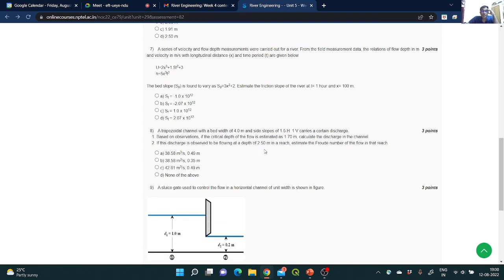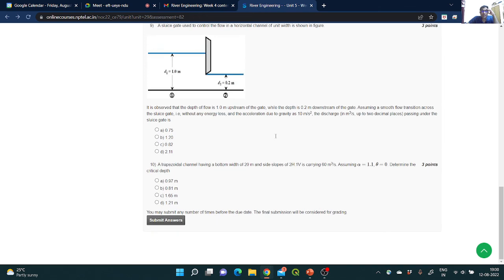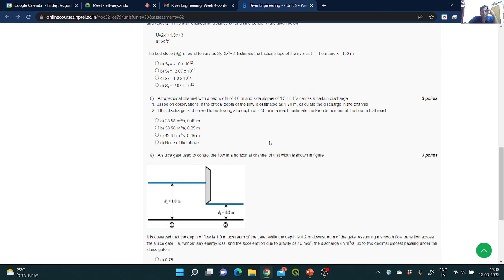I think I have shared the screen also. You can check. Yes, yes, question number 8. Anyhow, that is based on your trapezoidal channel critical depth only. Apart from that, in case you missed out, the Froude number is a dimensionless quantity.